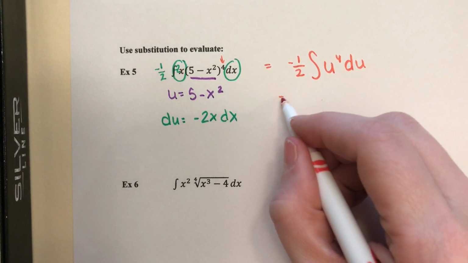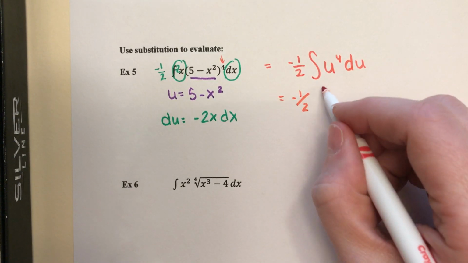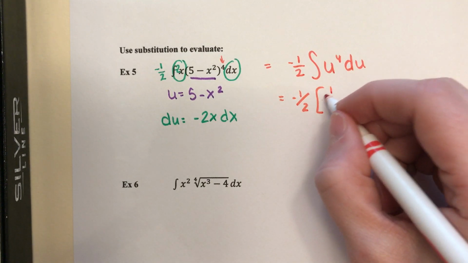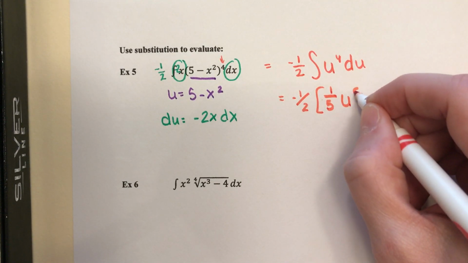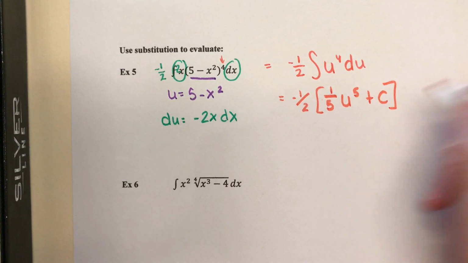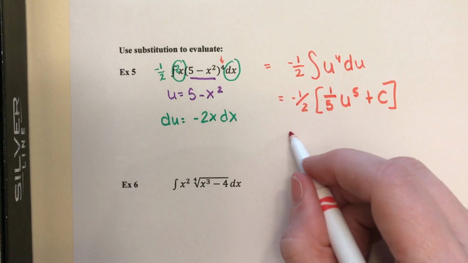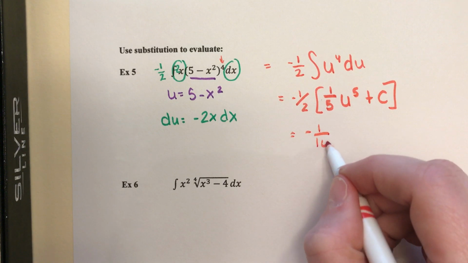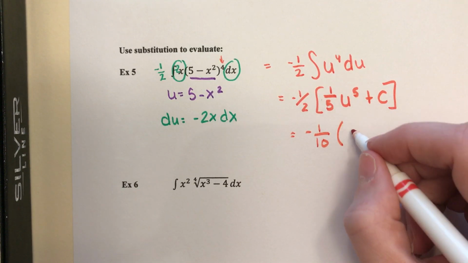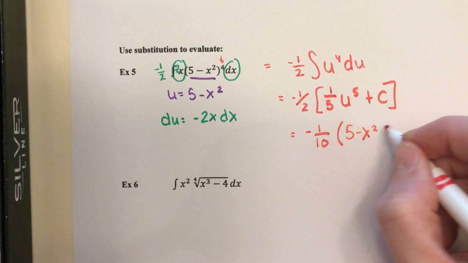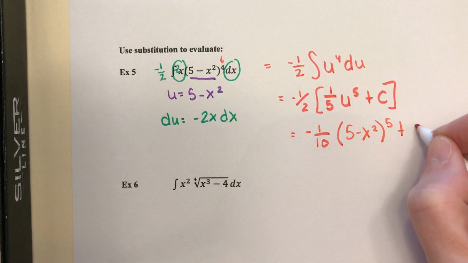So now I'm going to take my integral. I'm going to bring down this negative 1/2. The integral of u to the 4th is 1/5 u to the 5th plus c. And you can multiply these together if you like. That's negative 1/10. And I'm going to plug back in for u. So 5 minus x squared to the 5th power plus c.